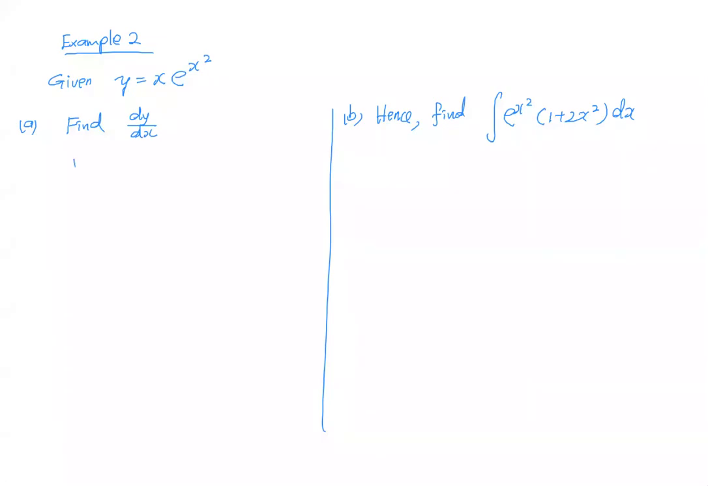So for part A, u is x, v is e to the power of x squared. So du over dx will be 1. dv over dx will be copy down the whole thing times the derivative of the power. So your dy over dx will be v du over dx plus u dv over dx.